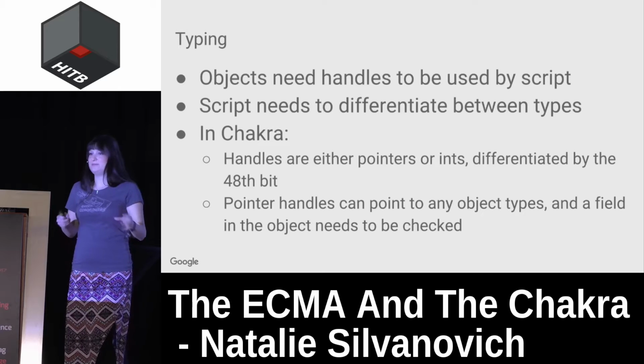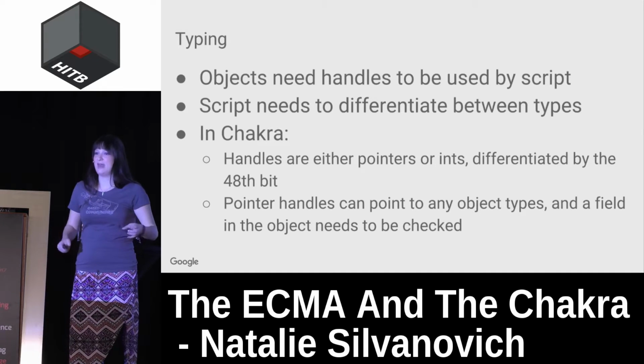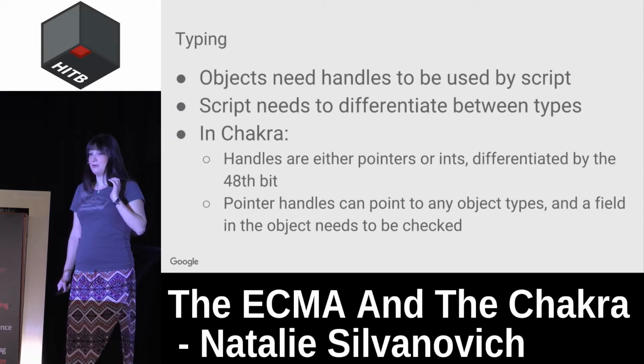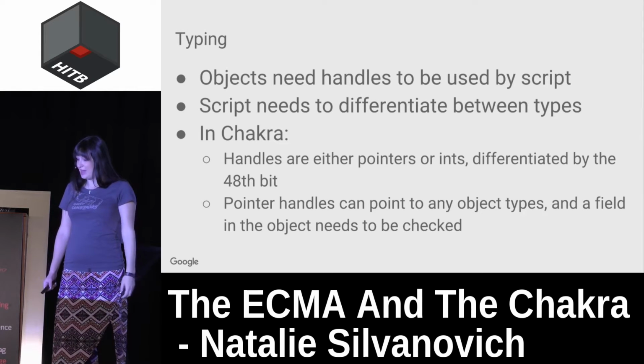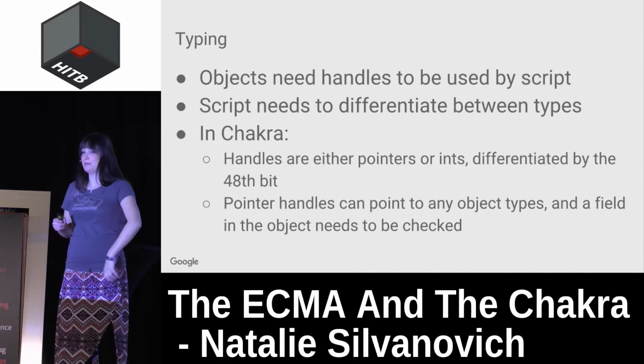Because if you think of how script actually executes, fundamentally, every object is some type of handle. And it's the handle you put on the stack, and it's the handle you put in a function as a parameter, and that's what's used for all sorts of things. And script needs to differentiate between all these different types, because when a function pulls a parameter off the stack or out of the parameter array, it doesn't know what type it is.